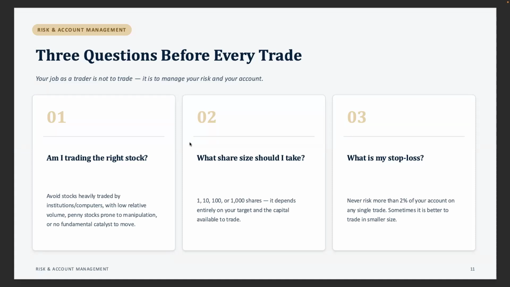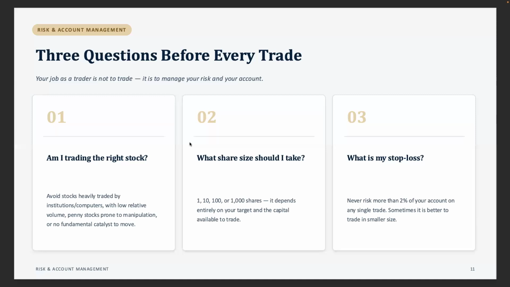So what do you want to know before you trade? The first thing is, am I trading the right stock? You want to be able to decide if the stock you are picking to trade is a good stock. The second thing is, what share size should I take? If I have £1 million to trade, and I'm looking at First Bank, should I use the entire 1 million to buy First Bank? Should I use part of it to buy First Bank, and buy Zenith Bank? So there is a way to determine how much shares you can buy.